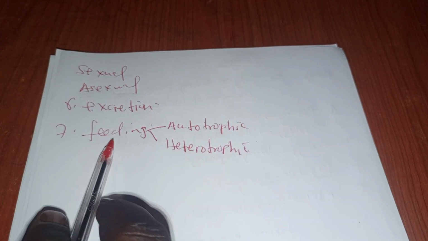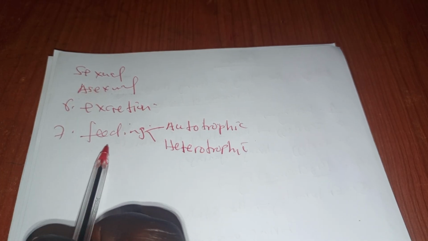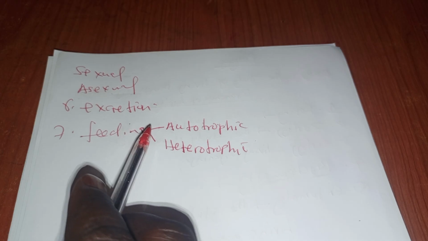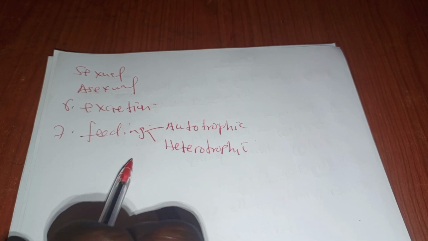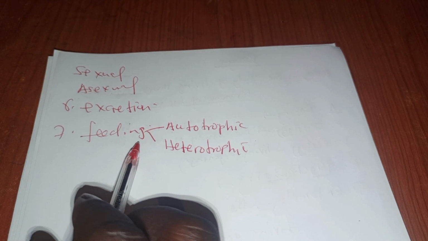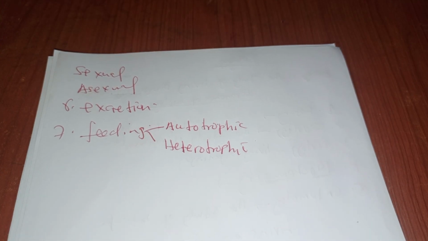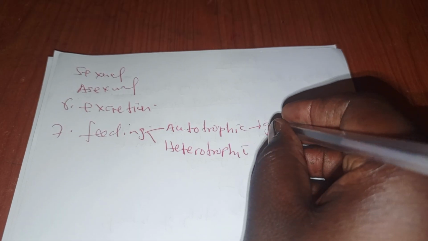Another name for feeding is nutrition. Nutrition, or feeding, is the process by which living organisms make food available for their processes. There are two types of nutrition: autotrophic and heterotrophic nutrition. Autotrophic nutrition is the type of nutrition where an organism makes its own food. For example, green plants are able to make their own food.